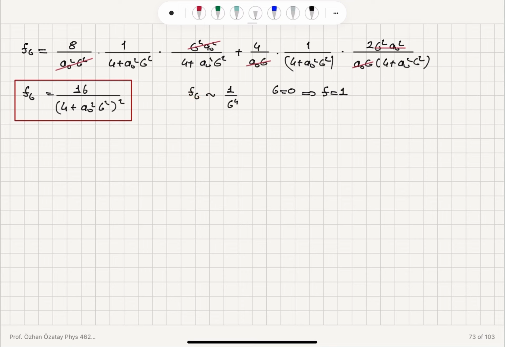And the atomic form factor varies as 1 over G to the 4th power, we can say, for large G values. For G equal to 0, you can see that the atomic form factor becomes 1. So basically, that's when you have all the electrons concentrated at the nucleus.